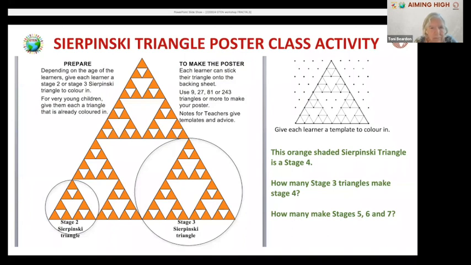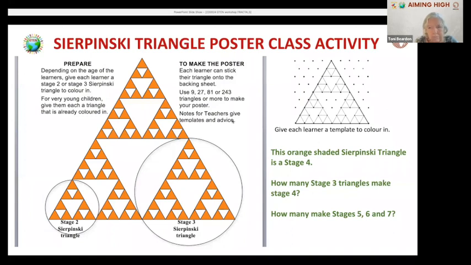So this would be a growing shape. Prepare a big space for them to do it on. You could do it on the floor with very young children. As they get a bit older, they can color them in themselves. Again, give them a stage two or a stage three, preferably the same color per section. But children do tend to like to put their name on it and choose their own color. It improves engagement. And then with the older learners, give them more and more of the work to do as they get older. So that's the doing.